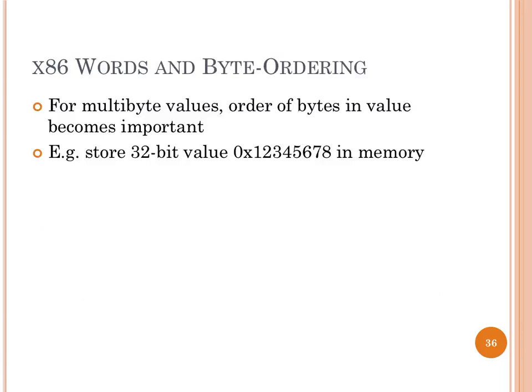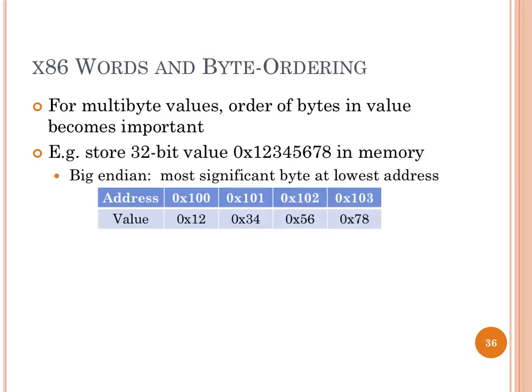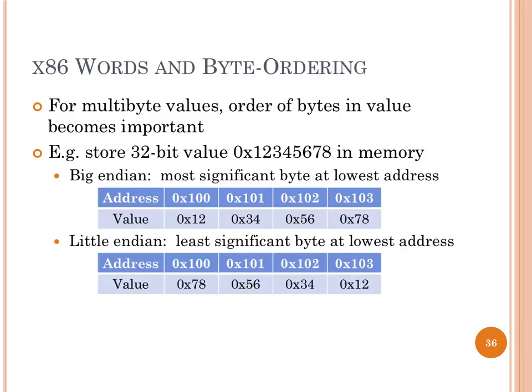But here's what's important. If you have a pointer to a multi-byte value, you do have to think about what order the bytes actually appear in memory. So if we were going to store a 32-bit value, 1, 2, 3, 4, 5, 6, 7, 8, so 78, this is hex, obviously, the value 78 is the least significant byte. 12 is the most significant byte. So we could store this in two different orders. We could either store big endian, where the most significant byte is at the lowest address, or we could store little endian, where the least significant byte is at the lowest address.